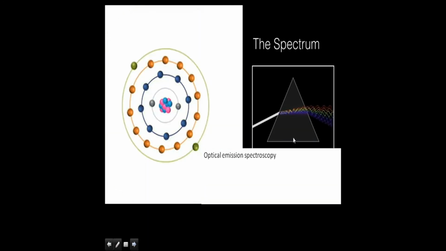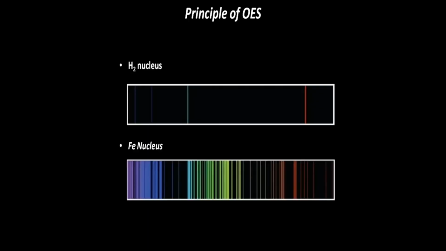Now these spectral lines have a unique characteristic as they are unique to one particular element. For example, in case of a hydrogen nucleus having only one electron in the orbit, the spectral lines will look like this, while in case of an iron nucleus having 26 electrons in the orbit, the spectral lines will look like this.